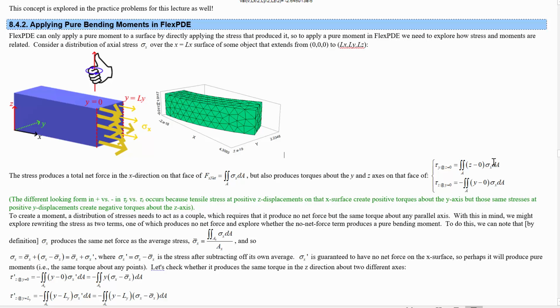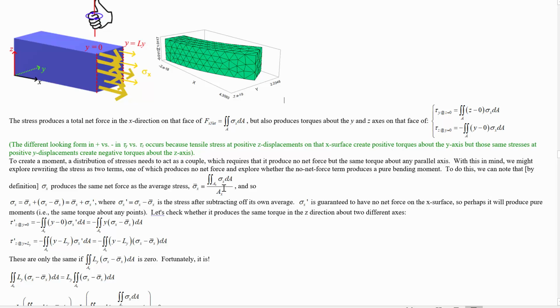With this in mind, not any stress distribution will necessarily produce a pure moment. If the stress distribution has any net force at all, then it's not producing a pure moment. And if the stress distribution produces a different torque about different points, so we wouldn't be subtracting z equals 0 here, but z equals something else, then it would not be a pure moment either. So let's solve this one item at a time.